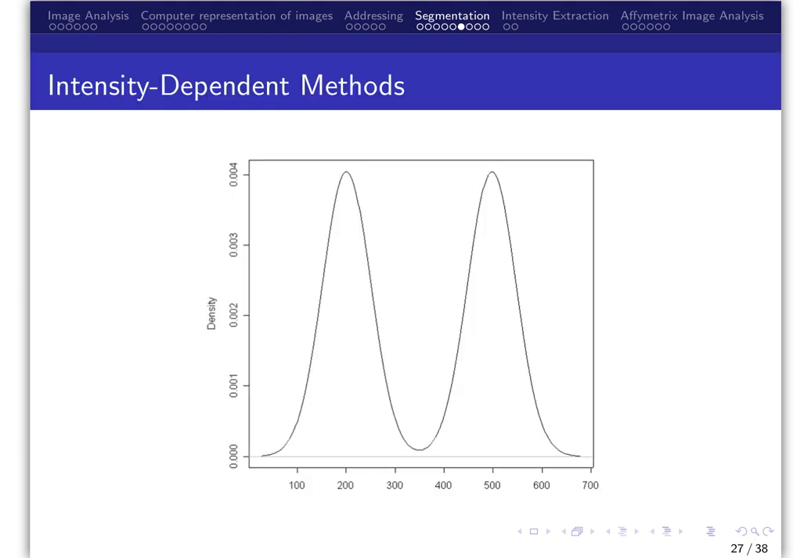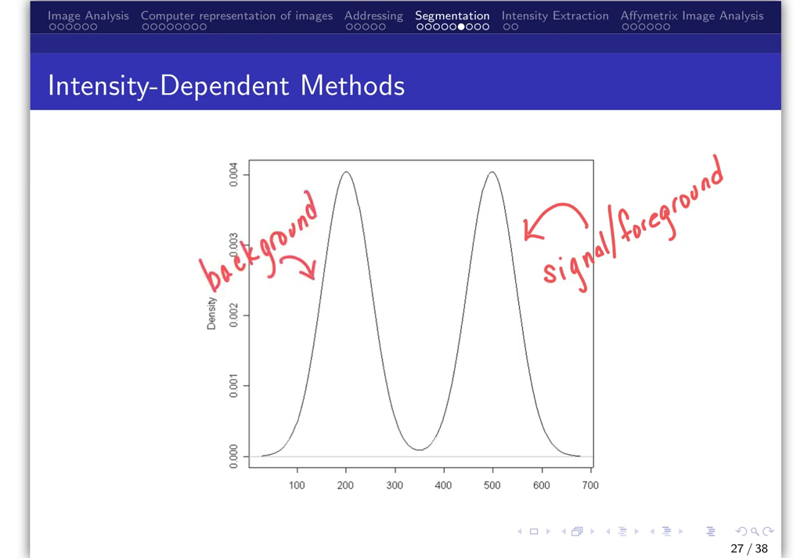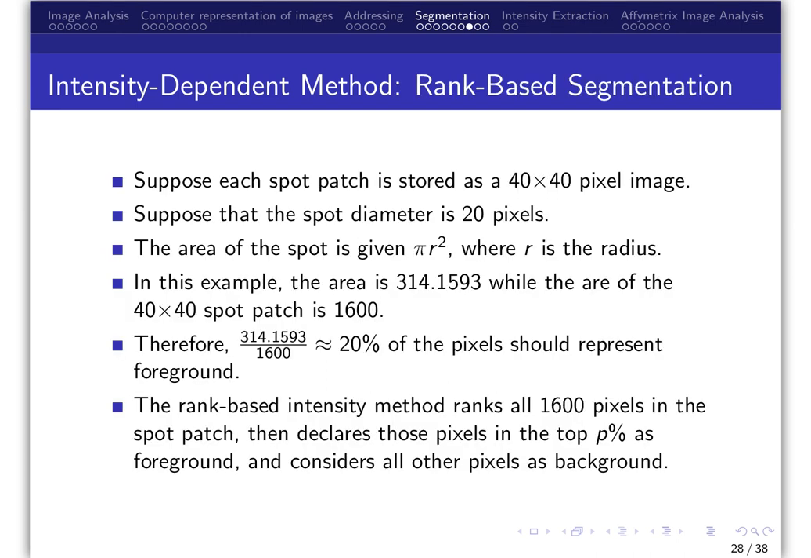When using intensity-based segmentation methods, we assume the signal pixels are brighter than the background pixels, as illustrated by these two densities. However, complete separation is rare, so statistical methods are used. Various intensity-dependent methods have been suggested, including rank-based intensity segmentation.